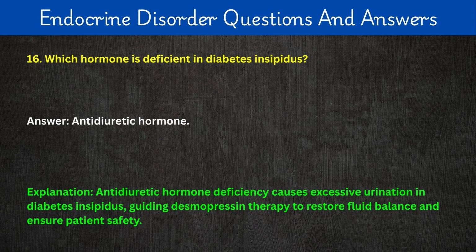16. Which hormone is deficient in diabetes insipidus? Answer. Antidiuretic hormone. Explanation. Antidiuretic hormone deficiency causes excessive urination in diabetes insipidus, guiding desmopressin therapy to restore fluid balance and ensure patient safety.